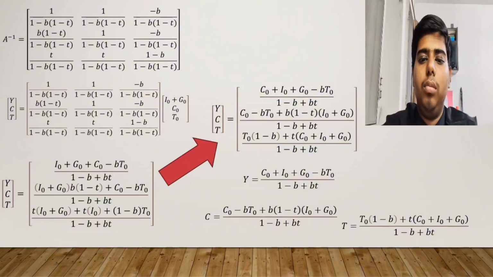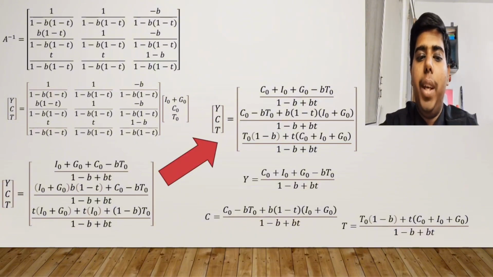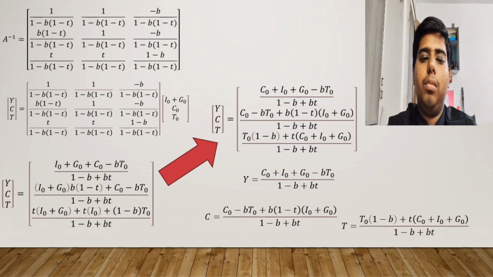t. For the final answer, we get y equal to c naught plus I naught plus g naught minus bt naught divided by 1 minus b in bracket 1 minus t. Next, c equal to c naught minus bt naught plus b times 1 minus t in bracket times I naught plus g naught in a bracket divided by 1 minus b times 1 minus t in a bracket.